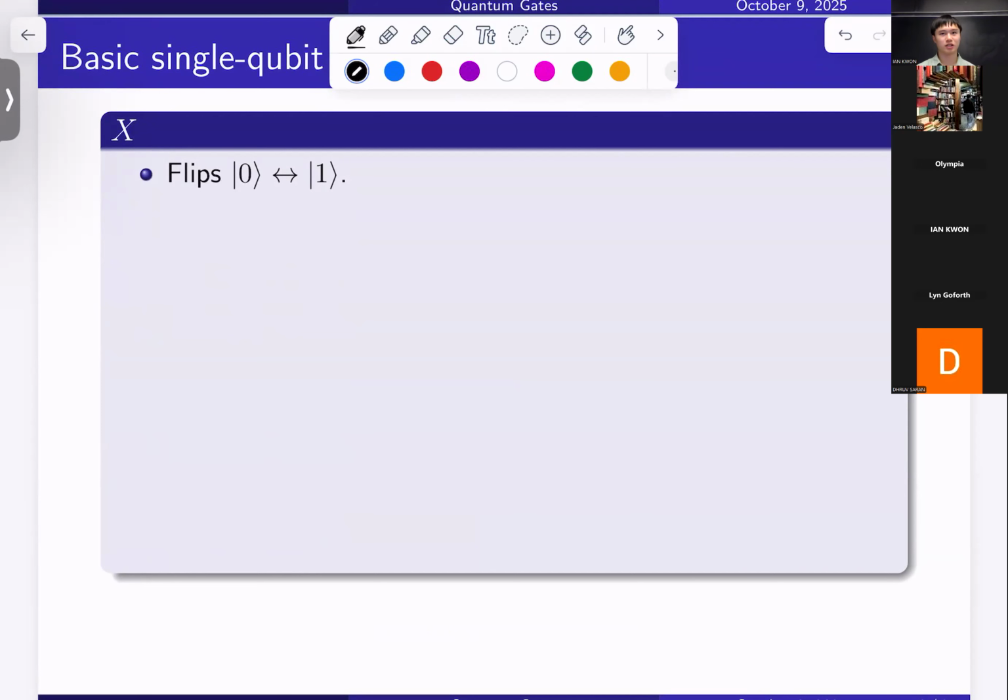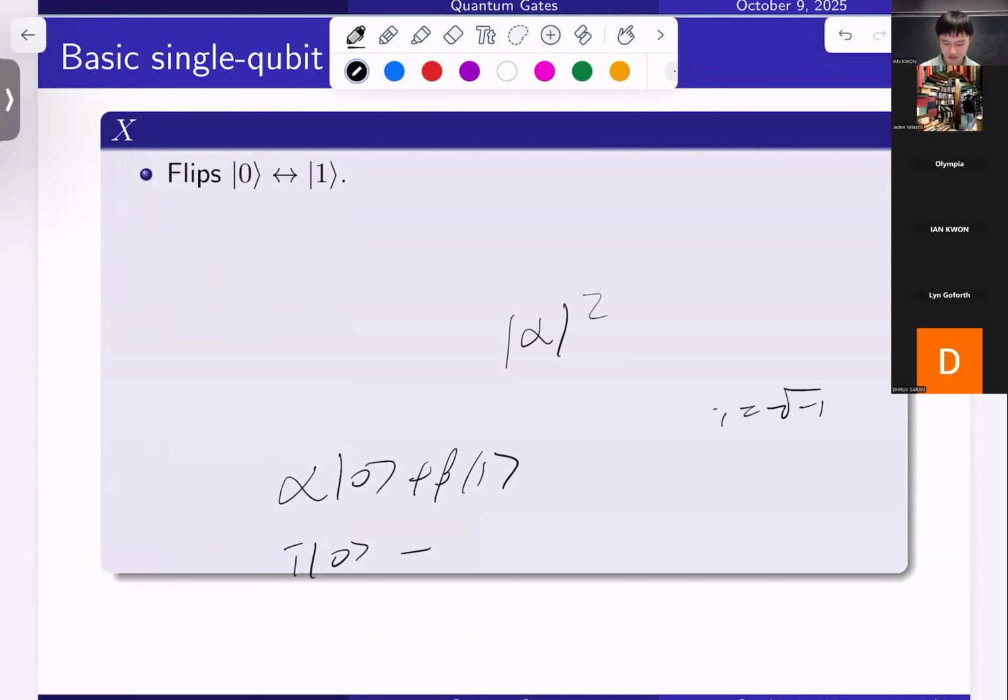Before, we've talked about our alpha 0 plus beta 1, and you square the coefficients. But you might have noticed I didn't just write the square, I wrote the norm squared, or absolute value squared. This comes from the fact that they can be complex. So maybe we have i, the square root of -1, i 0 plus minus i 1. I guess this isn't normalized. And again, the probability of measuring the 0 is the norm squared of i over root 2.